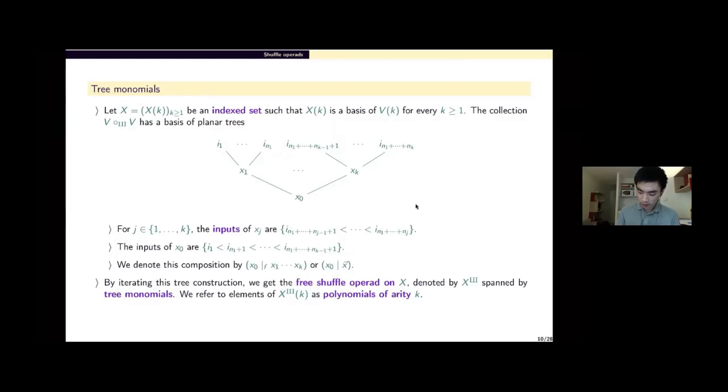Since this tree takes up a lot of space, we also introduce inline notation. X0 bar f, where f is the shuffle surjection associated to this tree, or even X1, ..., Xk, or even shorter, X1 bar ... bar Xk.